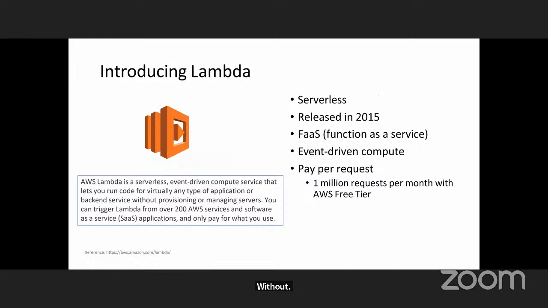And you can trigger a Lambda function from over 200 AWS services and software as a service applications, and only pay for what you use. Okay, so AWS Lambda is a serverless architecture. It was released in 2015, and it's called function as a service. Which means you write your code, you set up the triggers, and then AWS handles the rest. The great thing about Lambda is that AWS offers a free tier with 1 million requests per month for free. And that is actually a very high volume, and it's event driven, and we will talk more about that later.